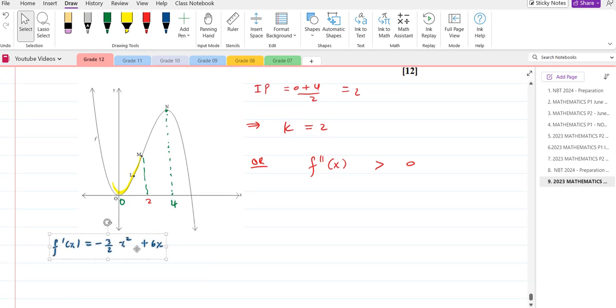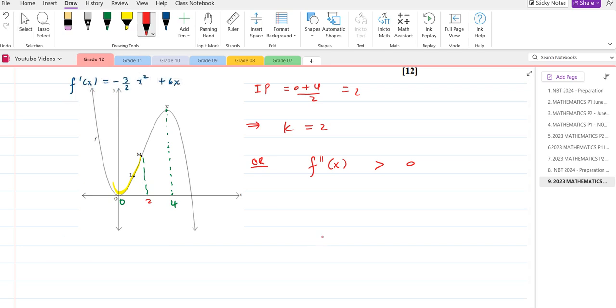So this is the second method. We know f prime x is equal to this, so now we're going to find the double prime. Two times minus 3 over 2 is minus 3, so minus 3x plus 6 is greater than 0. Solve this inequality. Minus 3x is greater than negative 6. Divide both sides by negative 3. X is less than 2. So that's the answer for k. K is equal to 2.